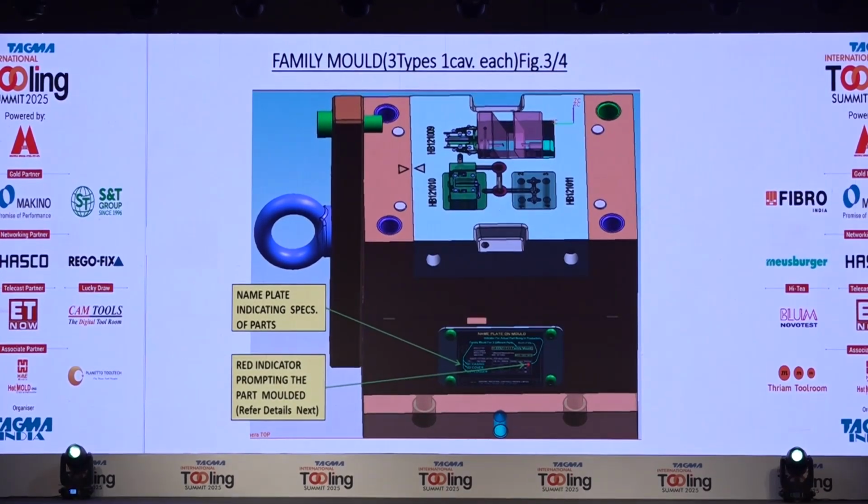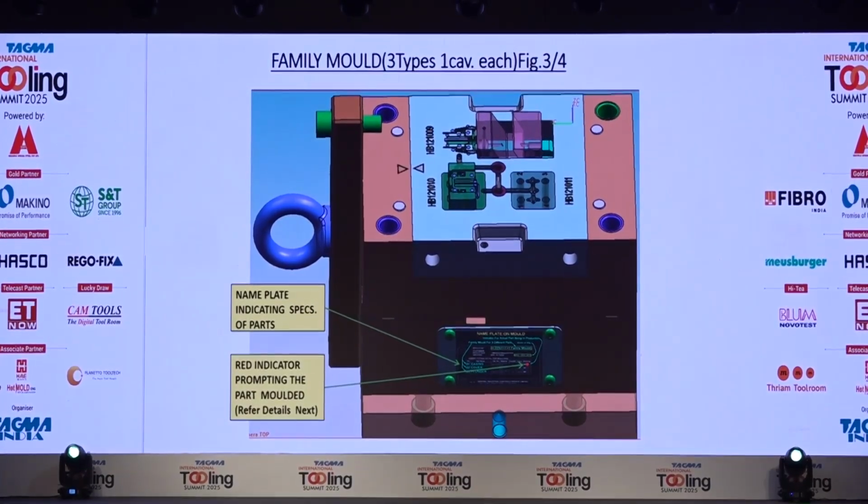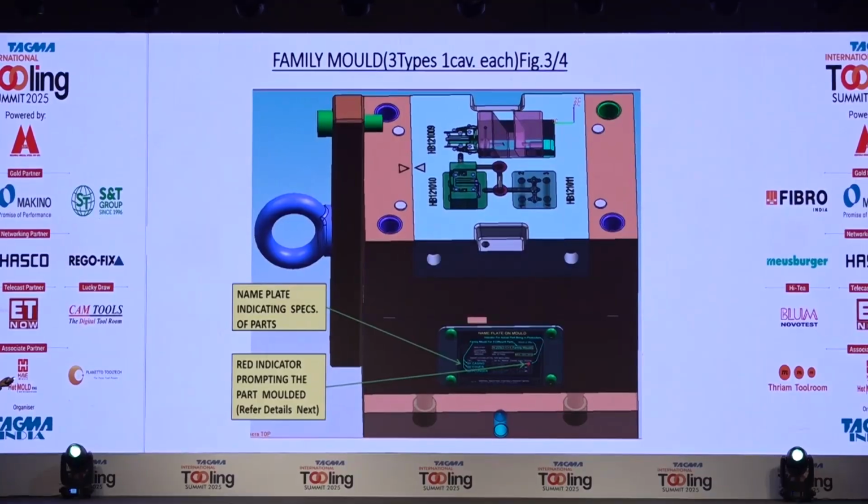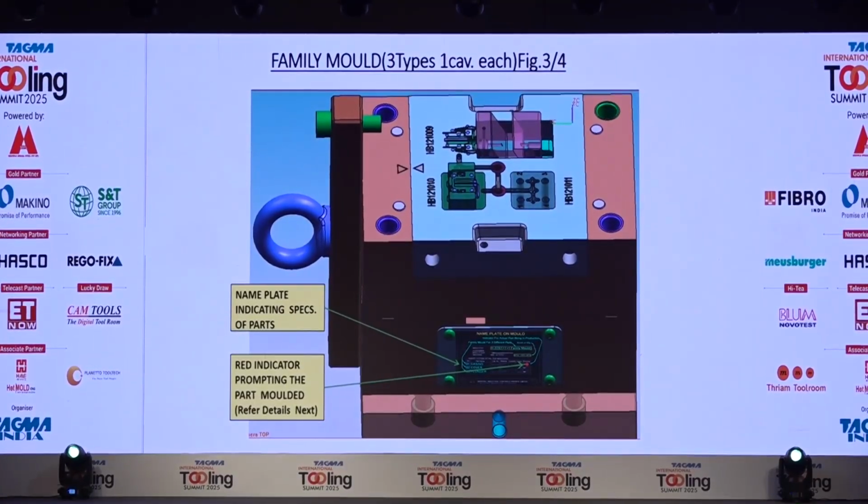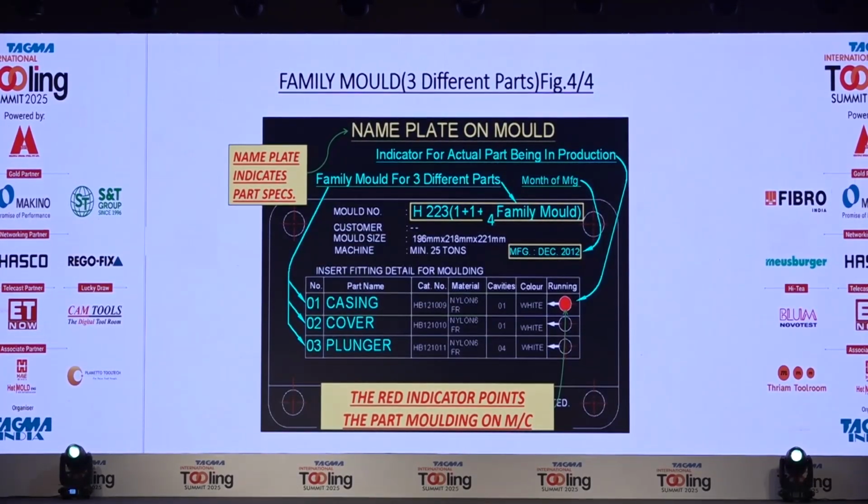When one part is molded at one time, there is a nameplate with an indicator in red color which shows which part is getting molded inside. So this is an indication for knowing. There is an indexable screw which has to be taken out and put in depending on the cavity which is going to run. So this is the nameplate of that. You can see the red color one which shows which part is being molded.